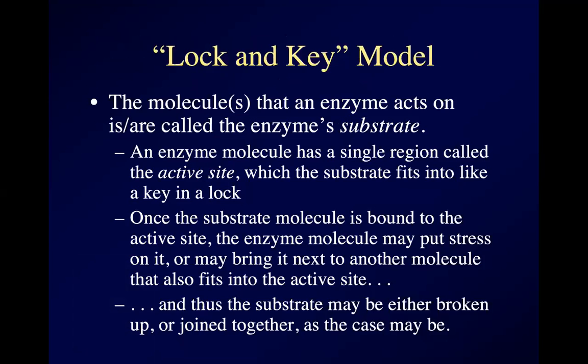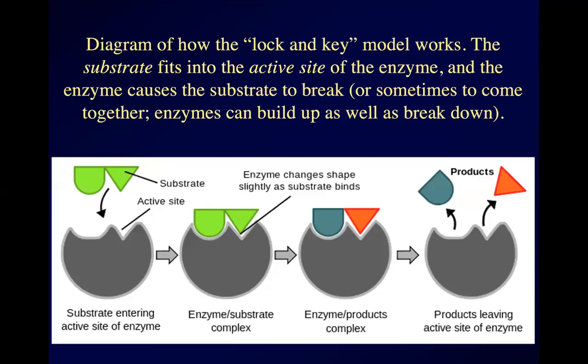Enzymes can't act on just anything. They act on very specific molecules that we call the substrate of the enzyme. And the way we think this works, this is why shape is so important. Enzyme molecules can have a bunch of crazy shapes, but there will be a spot on an enzyme molecule called the active site, and the substrate fits into the active site like a key fitting into a lock.